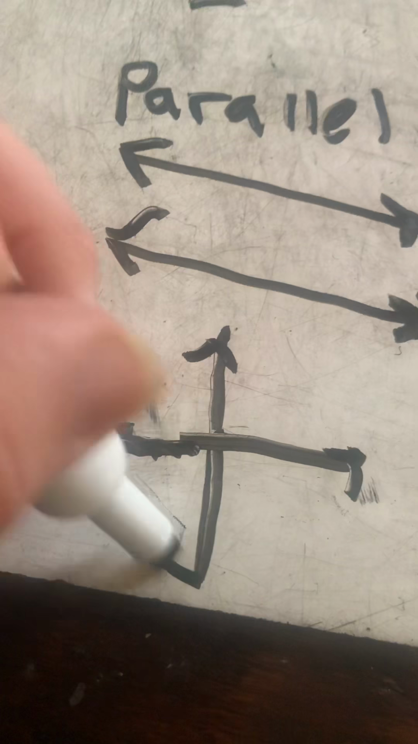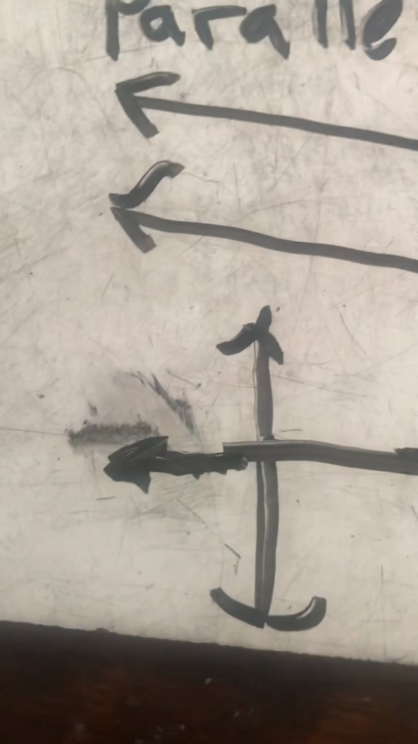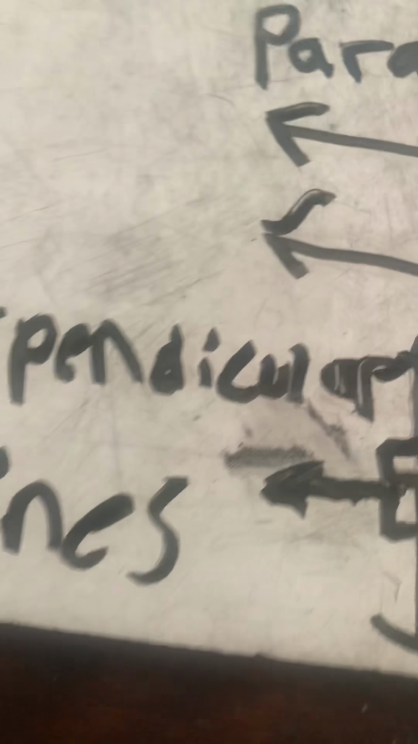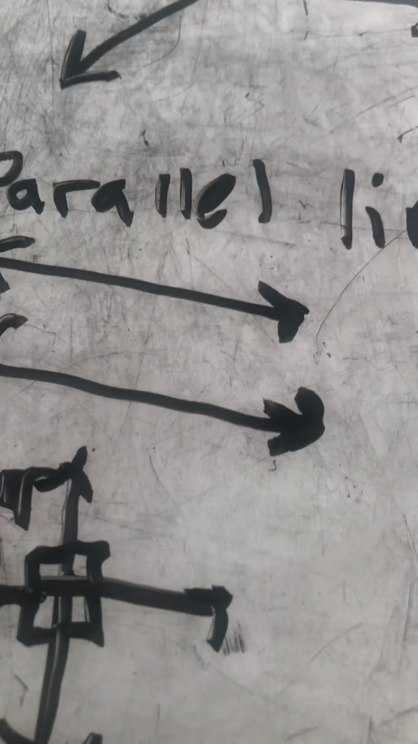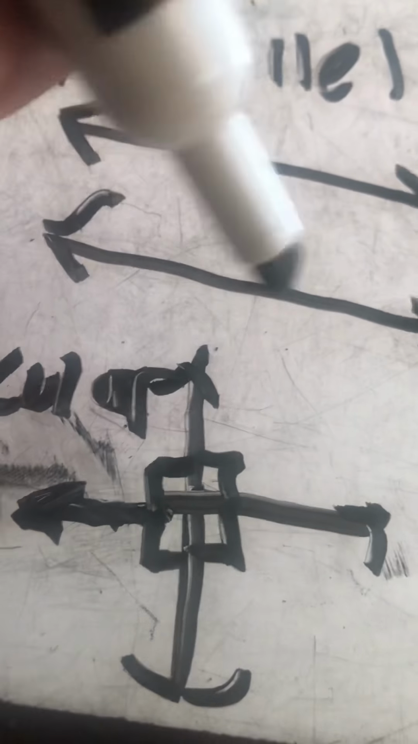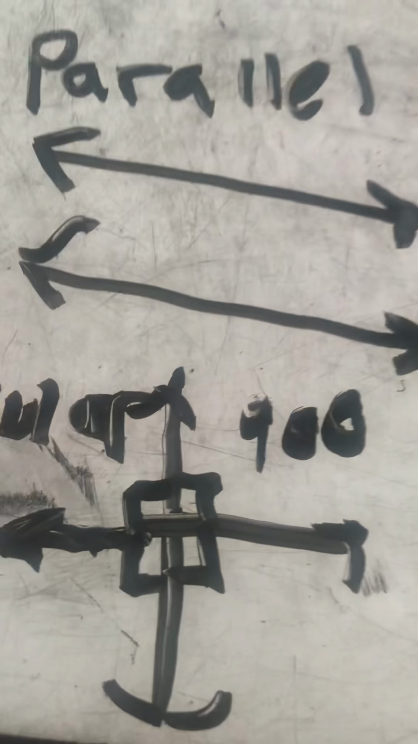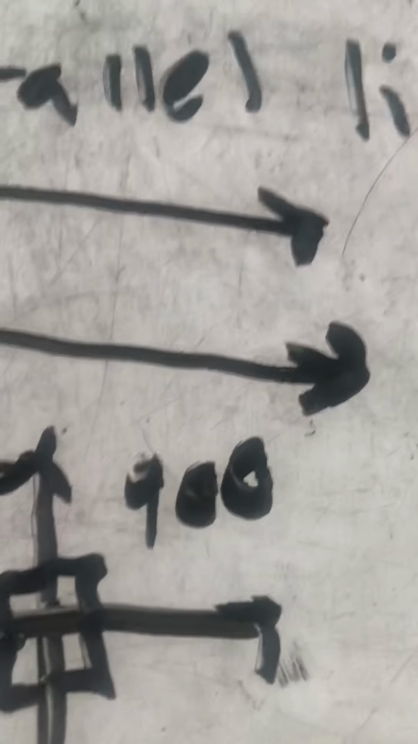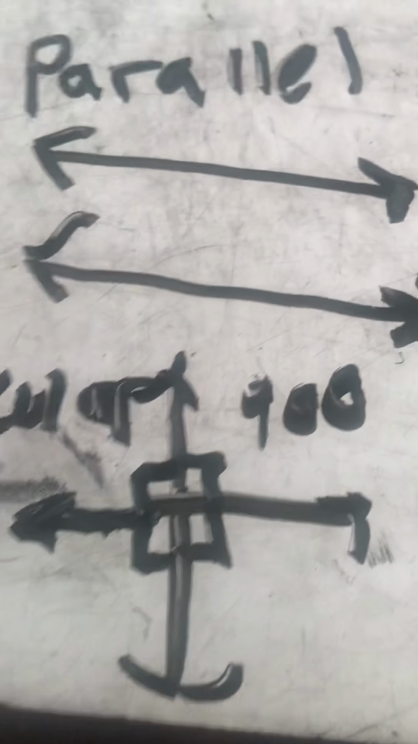So if I have lines that intersect like this, and they form 90-degree angles here, these lines are called perpendicular. Perpendicular lines are lines that cross and make 90-degree angles, like a perfect plus sign or a perfect cross or a T or anything like that.